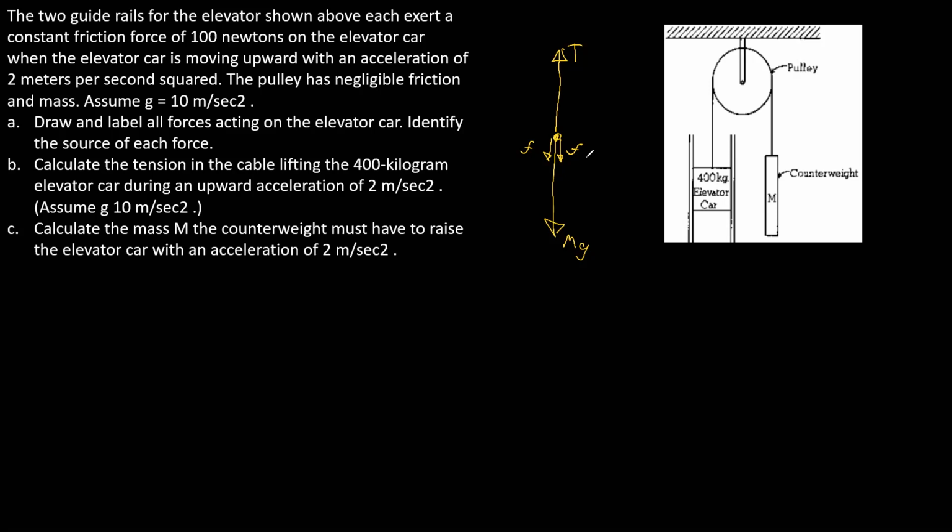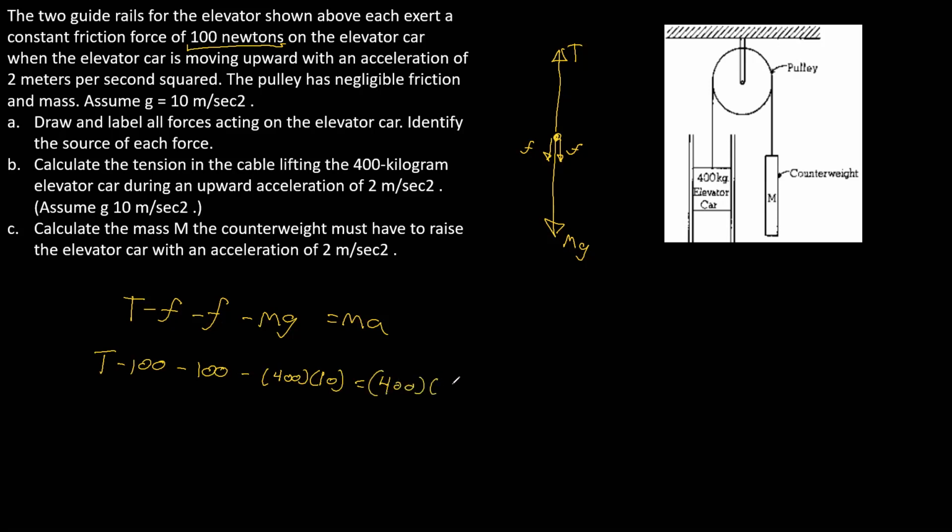from the guide rails. B, calculate the tension in the cable lifting the 400 kilogram elevator car during the upward acceleration of 2 meters per second squared. So that's up, minus down, minus down, minus down equals ma. So the tension minus 100, because it tells you each frictional force is 100 newtons, minus the mass of the car, which they say is 400 kilograms, times g, equals the mass times a, which they tell you is 2 meters per second squared upwards.